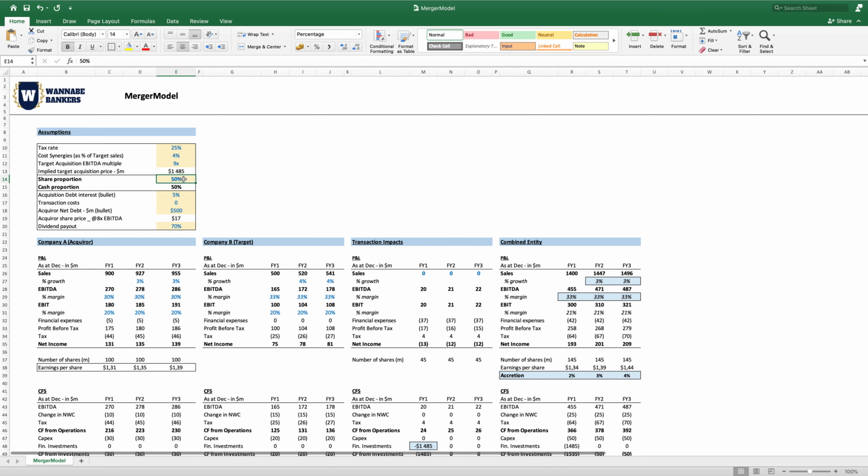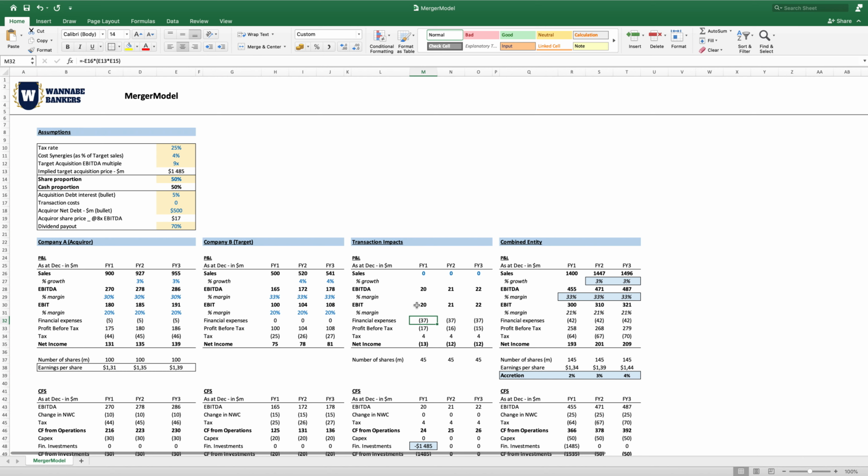Since we pay part of the price by issuing shares, we have as a transaction impact the issue of new shares. This has a negative impact on EPS, which is offset by a positive impact on EPS due to the fact that we have consolidated the positive net income of company B, despite the fact that we have a negative impact on net income, mostly due to the financial expenses.